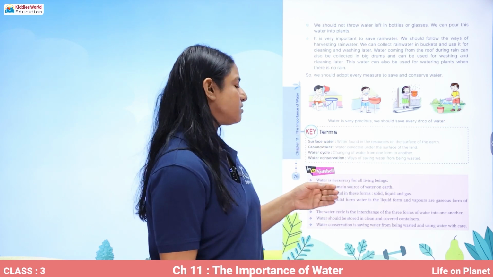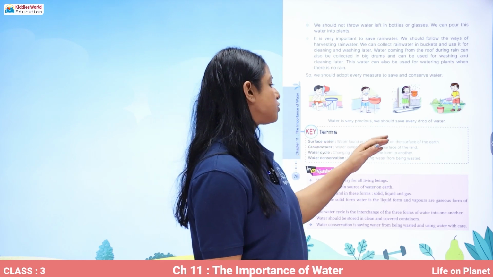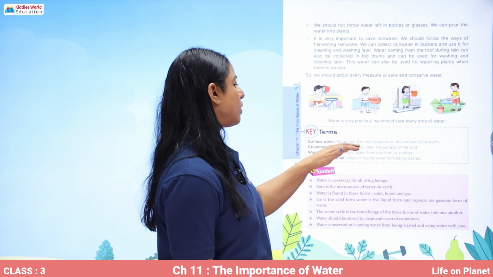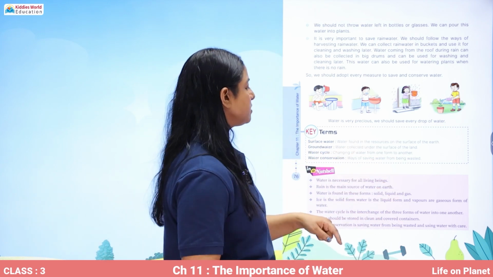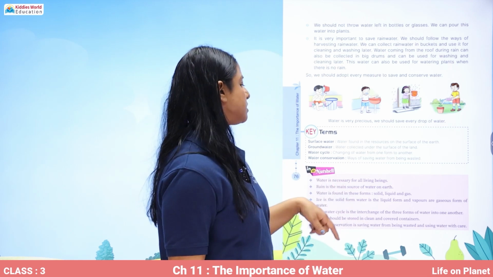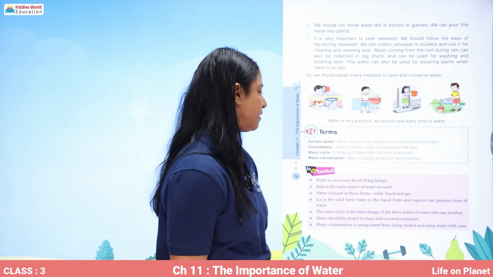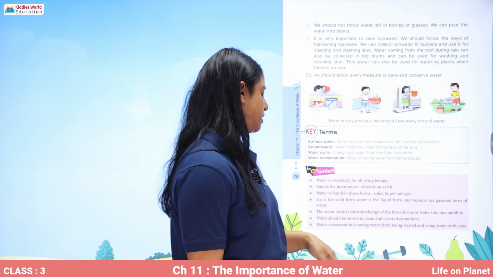Now, these are the terms that we learned today. Surface water: water found in resources or on the surface of the earth. Groundwater means water collected under the surface of the land. Water cycle is changing of water from one form to another. Water conservation means ways of saving water from being wasted. Also remember that water is necessary for all living beings.